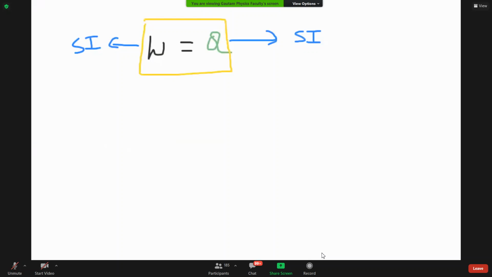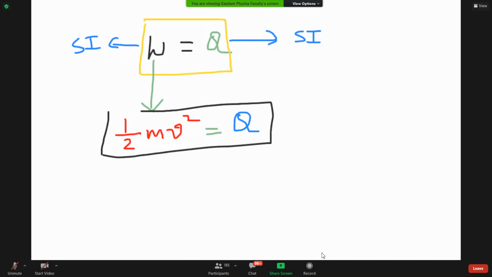What is the work here? The moving body has kinetic energy. The body is moving in a horizontal line, not above the ground, so we take only kinetic energy, half mv square. This is converted to heat energy, and the heat energy obtained Q is equal to half mv square.